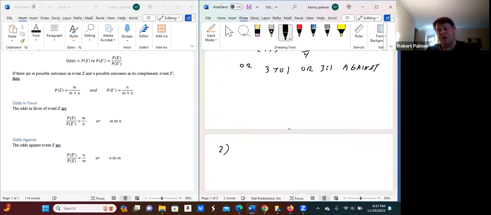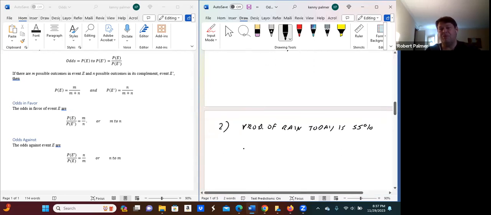So number 2, let's talk about, say, the probability of rain today is, let's see, say it's 55%. Okay, that's a probability of rain. So you can also state that as the probability of rain is equal to 0.55. 55% as a decimal.